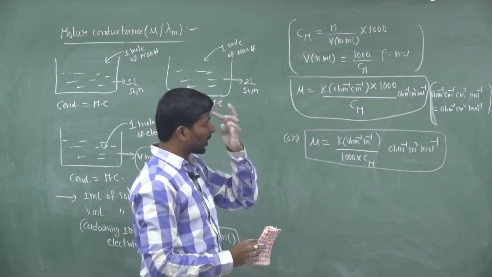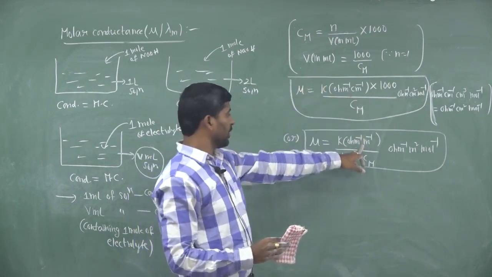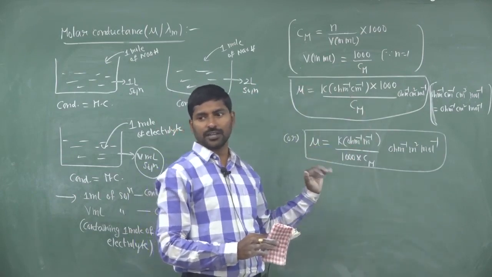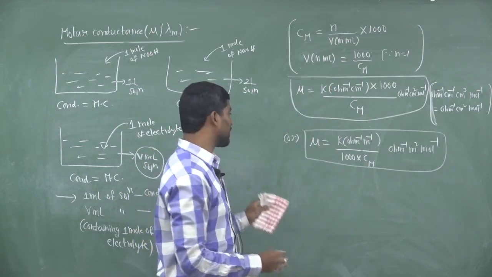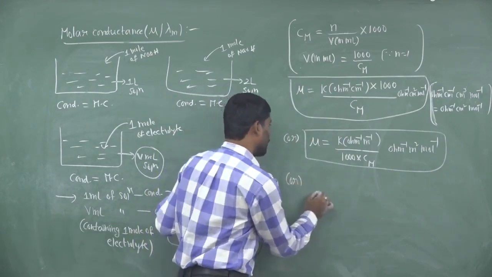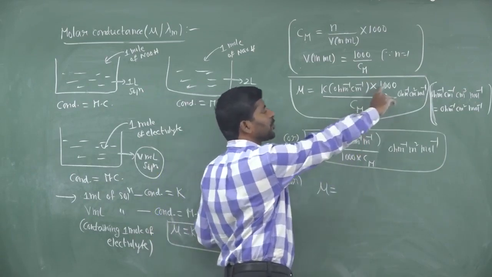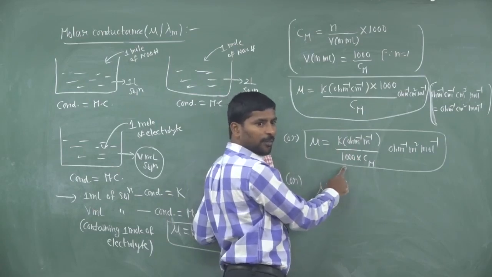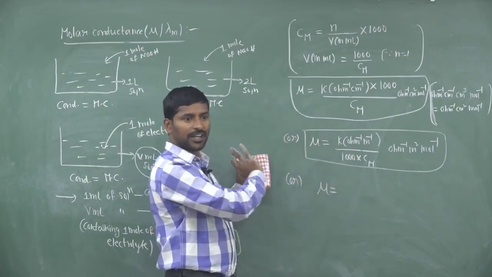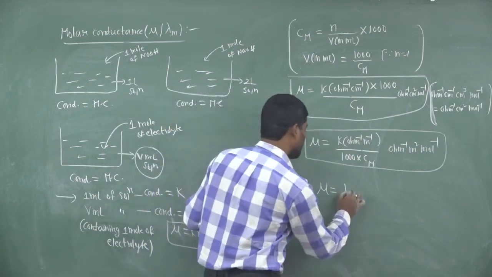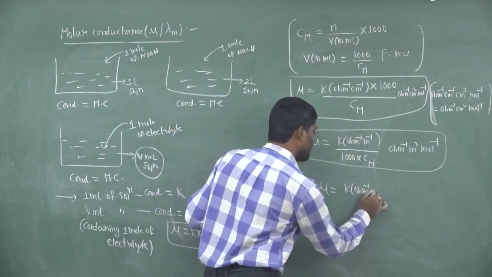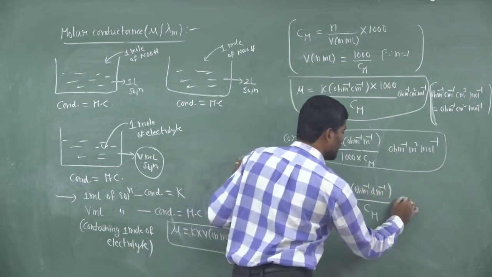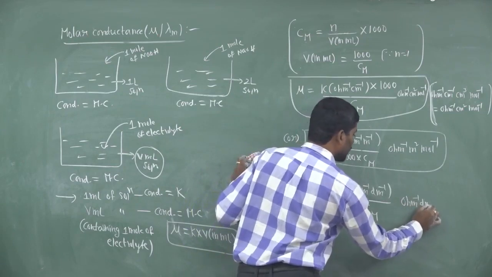This is another expression we have. In CSIR, they give values with respect to centimeters, with respect to meters, and sometimes with respect to decimeter also. In terms of centimeters, we get 1000 in the numerator. In terms of meters, 1000 is in the denominator. In terms of decimeter, we do not get 1000. Just remember K in ohm inverse decimeter inverse divided by concentration in molarity, and we get ohm inverse decimeter square per mole.